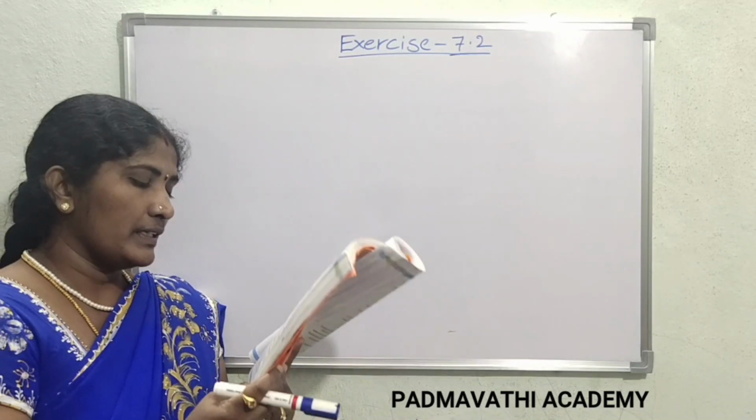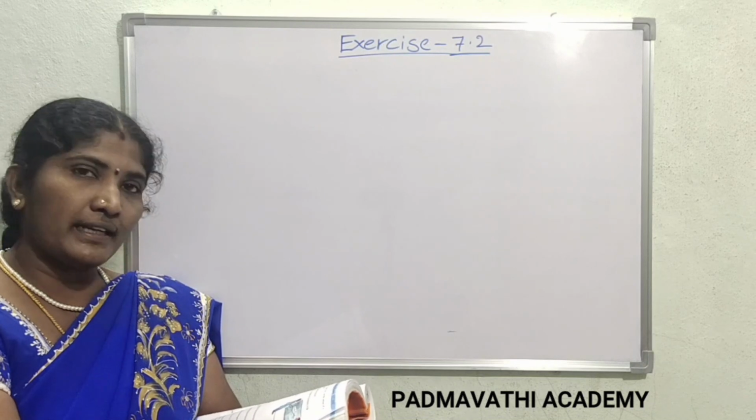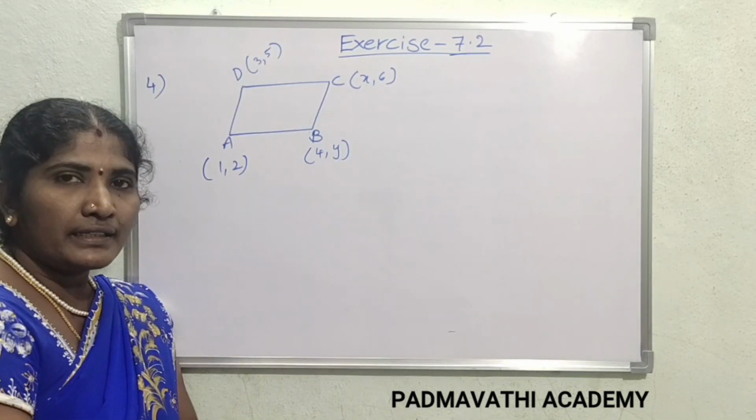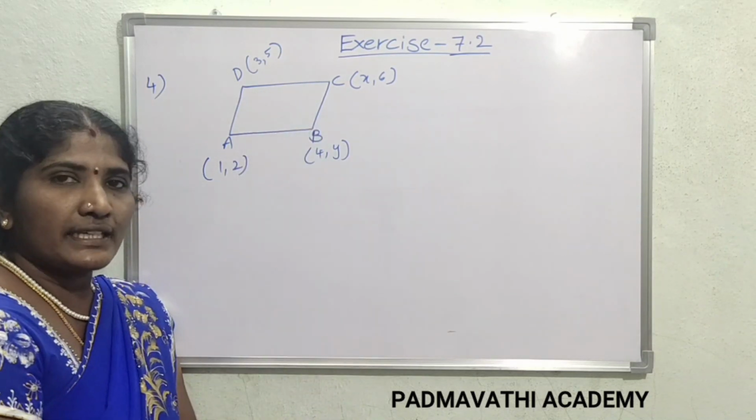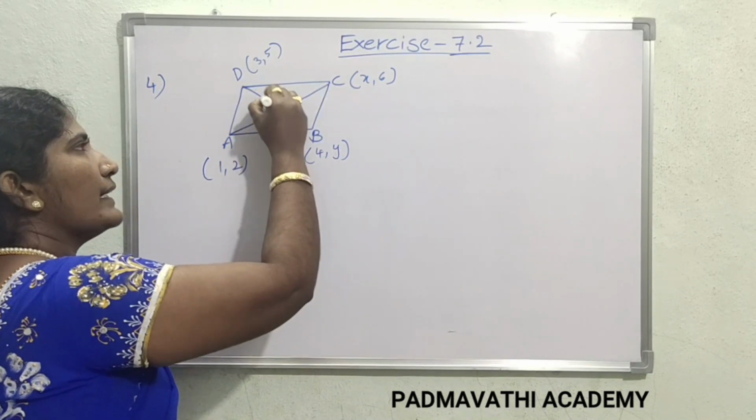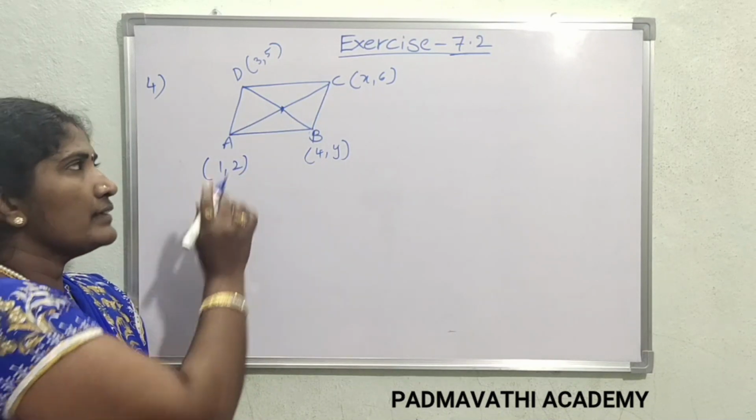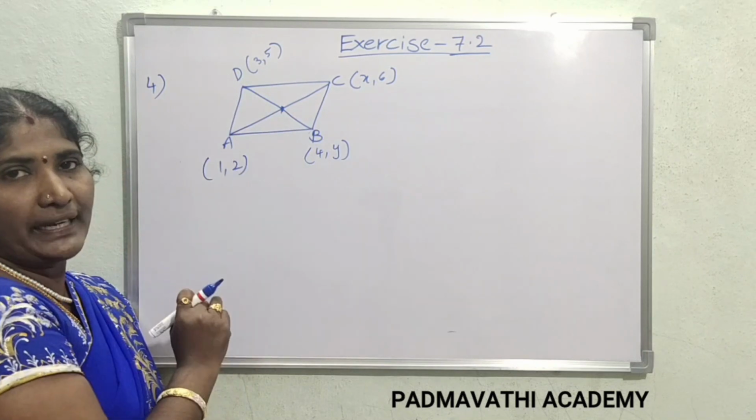Next, fourth problem. Here 4 points they give and these points form a parallelogram. We have to find out x and y values. See, parallelogram, one of the properties is diagonals bisect each other. What are the diagonals here? AC and BD are diagonals. Diagonals bisect each other. That means midpoint of AC is equal to midpoint of BD.